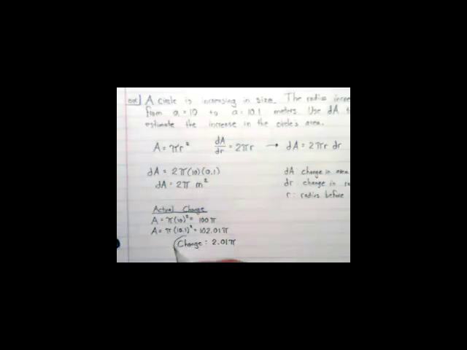Okay, so like I said, this won't always be possible, but for this one we could do it because it's an easy equation. But the actual change in area was 2.01 pi, and our approximate change in area was 2 pi. So pretty darn close, right? 2 pi versus 2.01 pi? Yeah, not too bad. Oh, and this should be meters squared as well.